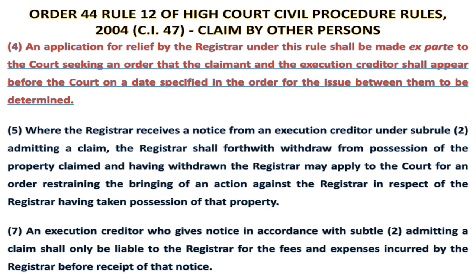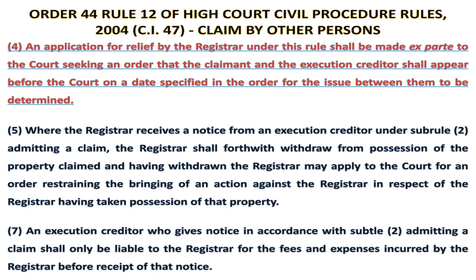You remember when we explained registrar's interpleader, that the registrar has custody of an item. He doesn't have any interest in it, but some people are laying claim to it. What will he do? He will apply to the court. Now you are being told under Order 44, Rule 12, Sub Rule 4, that an application for relief by the registrar under this rule shall be made ex parte to the court, seeking an order that the claimant and the execution creditor should appear before the court in order for the issue between them to be determined. Because the registrar is merely having custody of the vehicle, and people are making claim to it. He has to apply to the court so that the people will come and lay their respective claims for the court to resolve it.